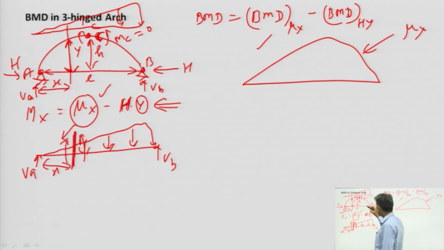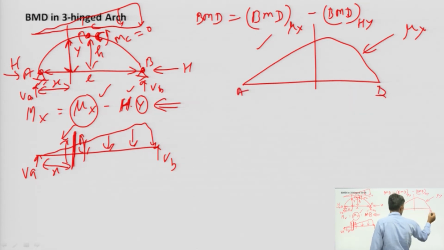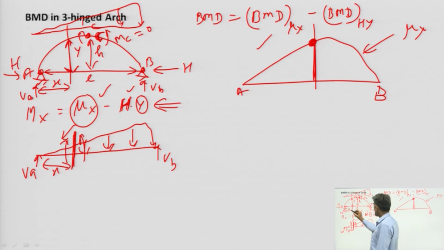It means that beam moment and Hy moment will be possible only when mu x and Hy both are the same. At the crown, if this is A and B, at this point beam moment and Hy moment, both are the same. We know this one point, and y at A and B is known to us, it is 0 here.